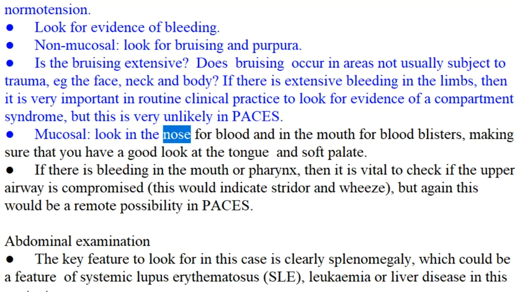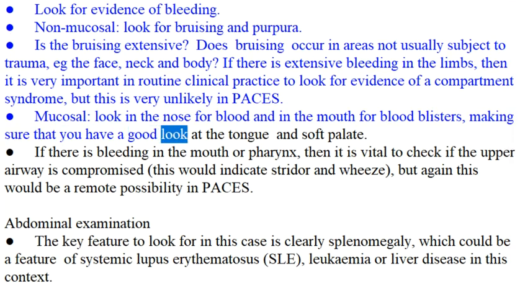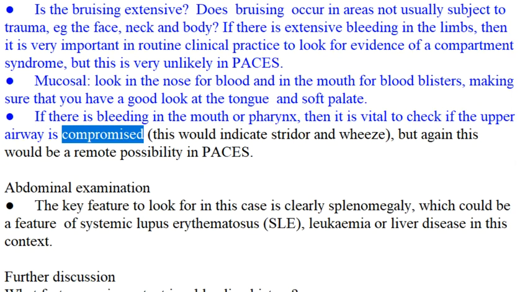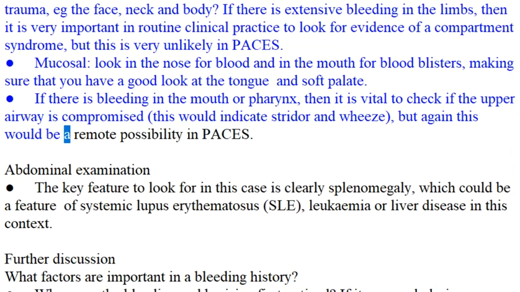Mucosal: look in the nose for blood and in the mouth for blood blisters, making sure that you have a good look at the tongue and soft palate. If there is bleeding in the mouth or pharynx, then it is vital to check if the upper airway is compromised. This would indicate stridor and wheeze, but again this would be a remote possibility in PACES.